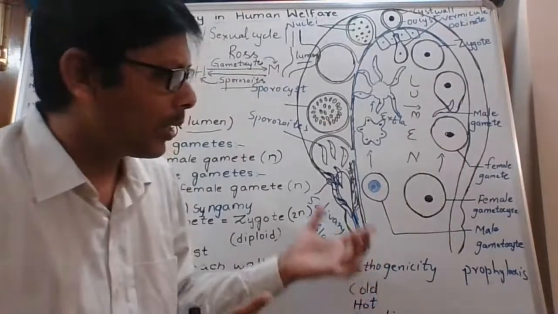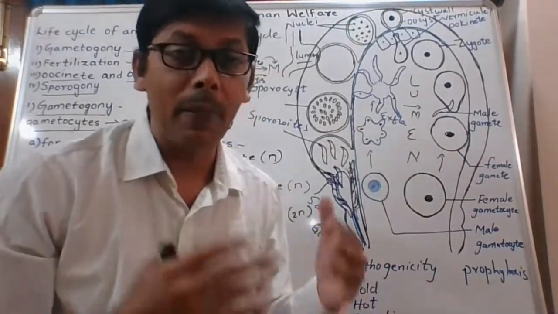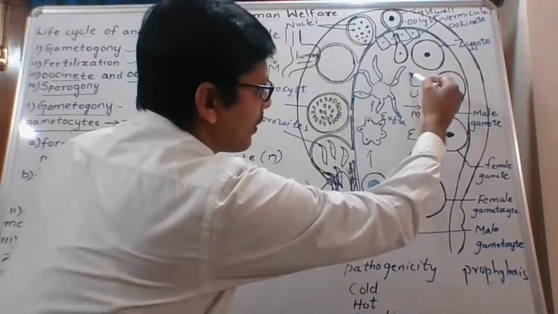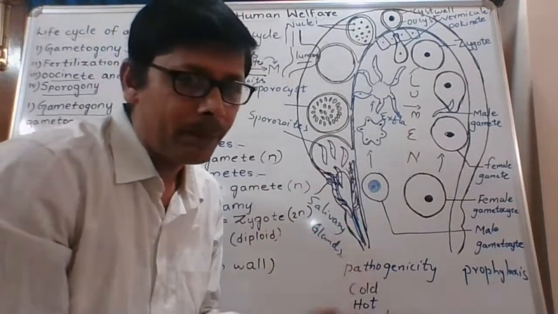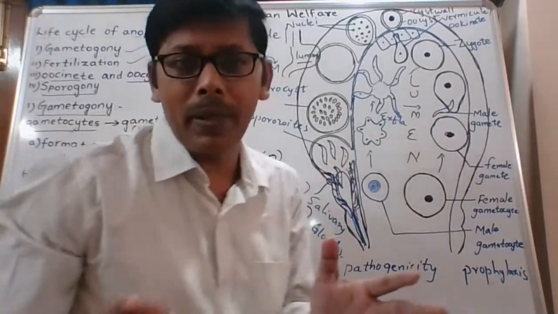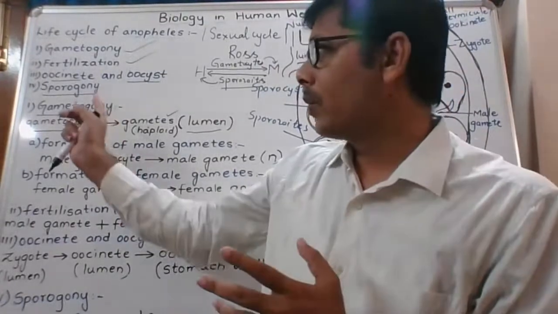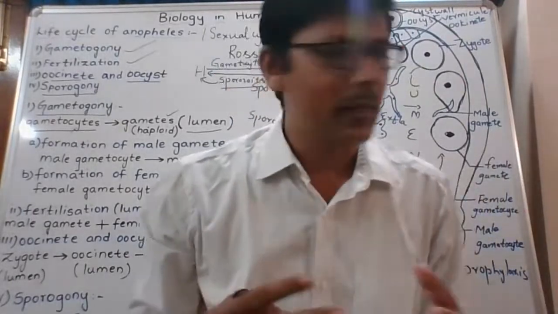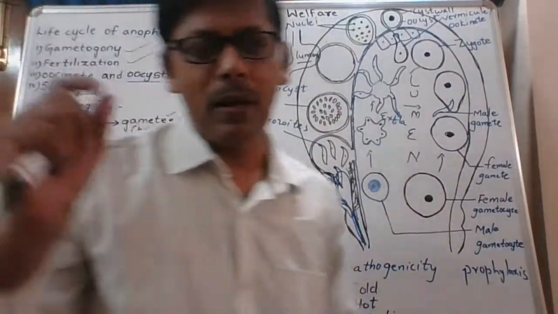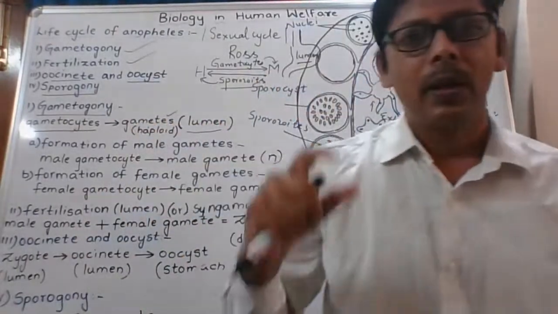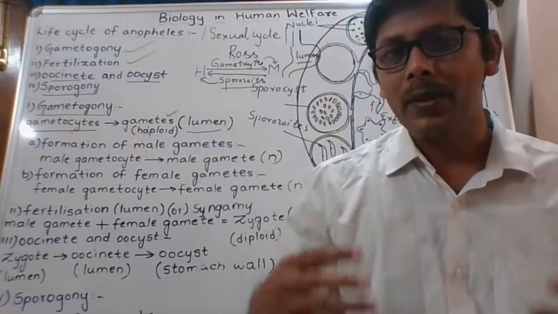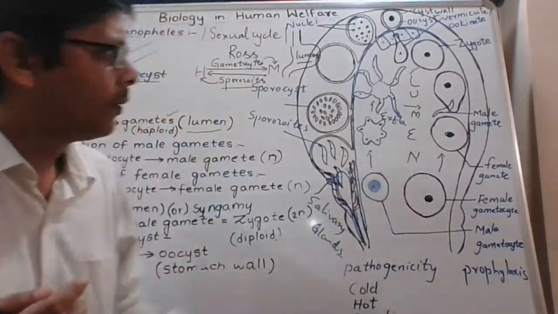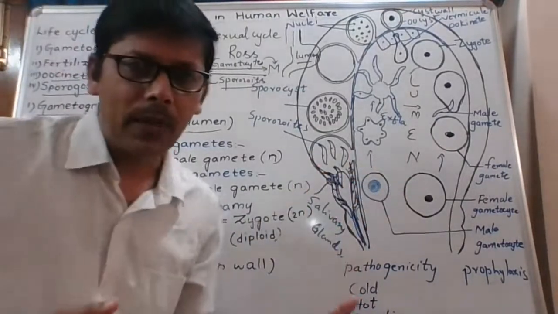Okay, from these male and female gametocytes, gametes are formed. That is called gametogony. That gametogony takes place in the lumen. The second point I told you here: I defined what is meant by gametogony. Now I am telling you where it takes place. It takes place in the lumen of the crop of the mosquito. Lumen of the crop means nothing but our stomach. We can compare it with our stomach in the mosquito. This is the lumen where the process of gametogony takes place.